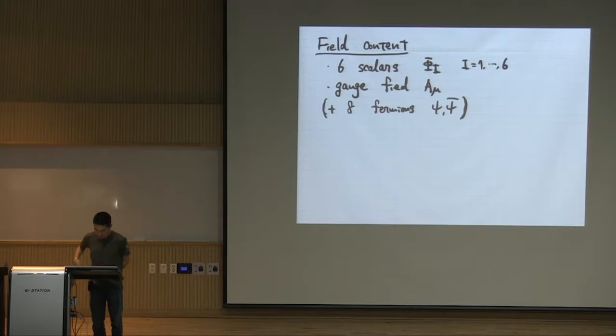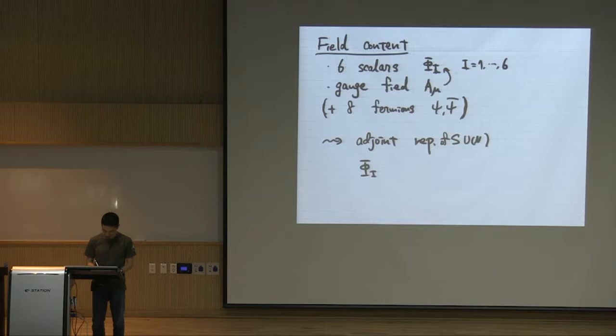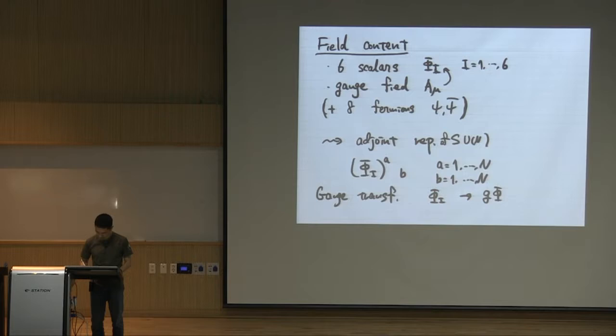But what's important is that all these fields are in the same multiplet of the superconformal group. Which means that A mu and phi I are related by some action of the supersymmetry or superconformal symmetry. And because of this, all these fields belong to the adjoint representation of the gauge group SU(N). Which basically means you can regard these fields as matrices, with indices A and B running from 1 to N. And the gauge transformation acts like phi I going to G phi I G inverse.